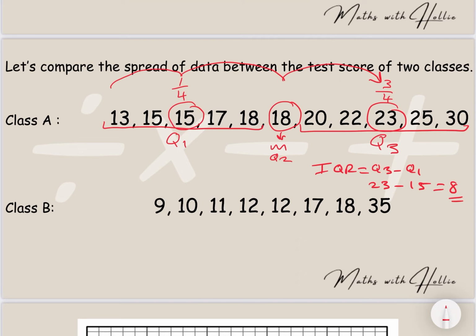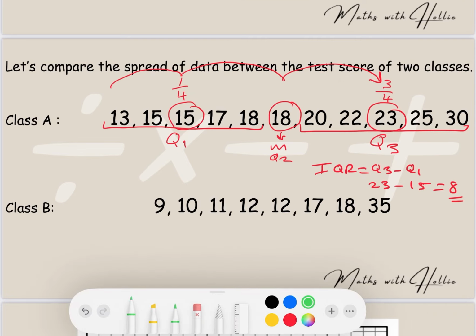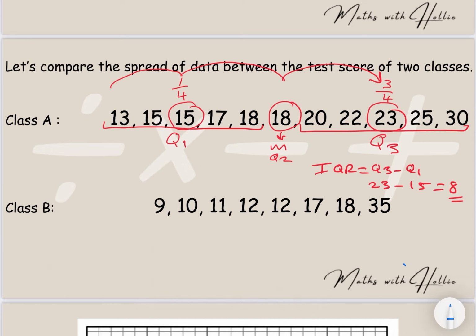Okay, so now if I do class B, I'm going to change the colour so we don't get a little bit confused. So class B, this time it's an even number. Okay, we have 8 numbers. So if I want to work out the middle first, you should see that the middle is going to be where the 12 and the 12 is, because I have 8 numbers, and 8 plus 1 divided by 2 is 4.5. So it's between the 4th number and the 5th number. So this one's nice and easy, but you would usually just add them together and divide by 2. So I know that Q2 is 12.